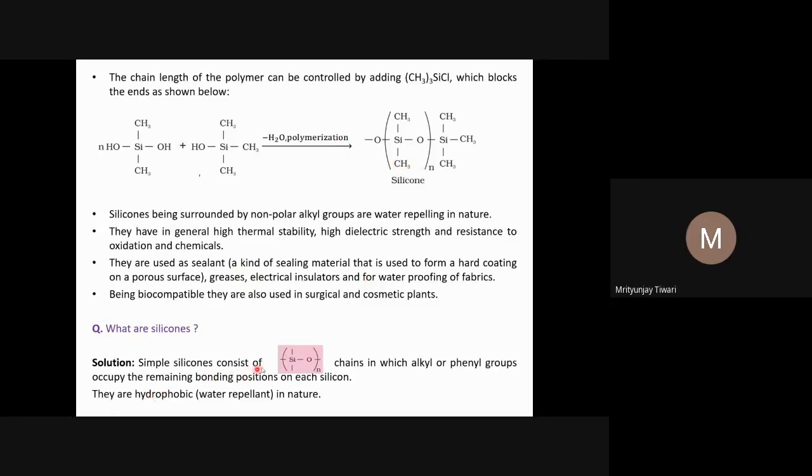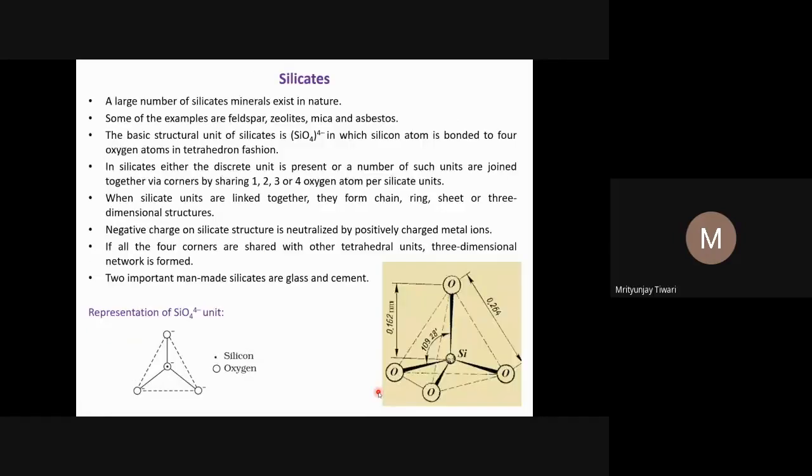The simple silicone consists of Si-O chains, with Si-carbon bonds, in which alkyl or phenyl groups occupy the remaining bonding positions on each silicon. So the remaining bonding positions will be occupied by either alkyl or aryl groups. Instead of methyl, one can also have phenyl, or ethyl, propyl, any such groups called alkyl groups. And they are hydrophobic and water repellent in nature.